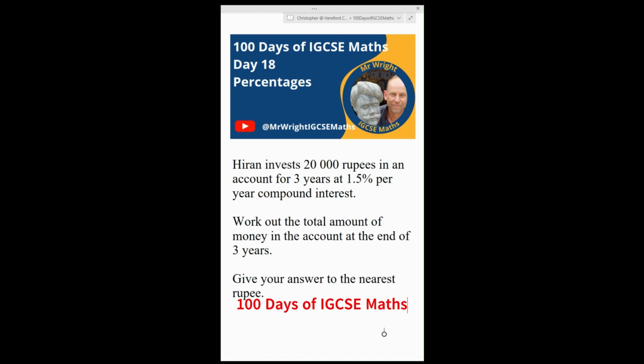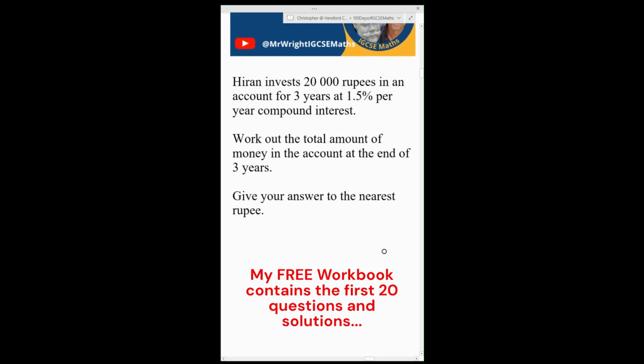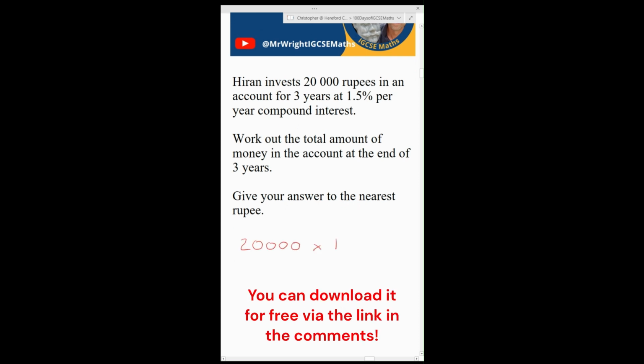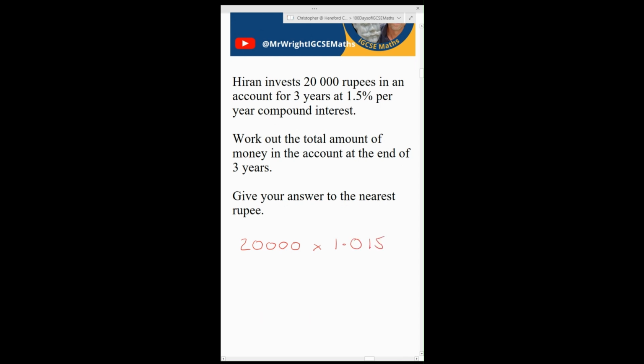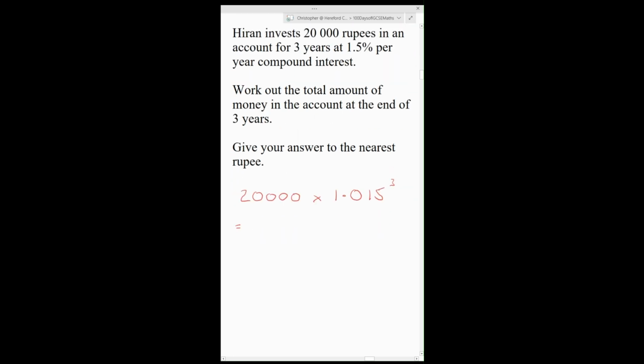Now's your chance to pause the film. Okay, so we're investing 20,000 rupees and we are earning 1.5% interest. So I'm going to multiply by 1.015 for 3 years, to the power of 3. Work out the total amount of money. So if I put that on my calculator, I get 20,913.56 and so on rupees. And I need to give my answer to the nearest rupee. So my answer is going to be 20,914 rupees.